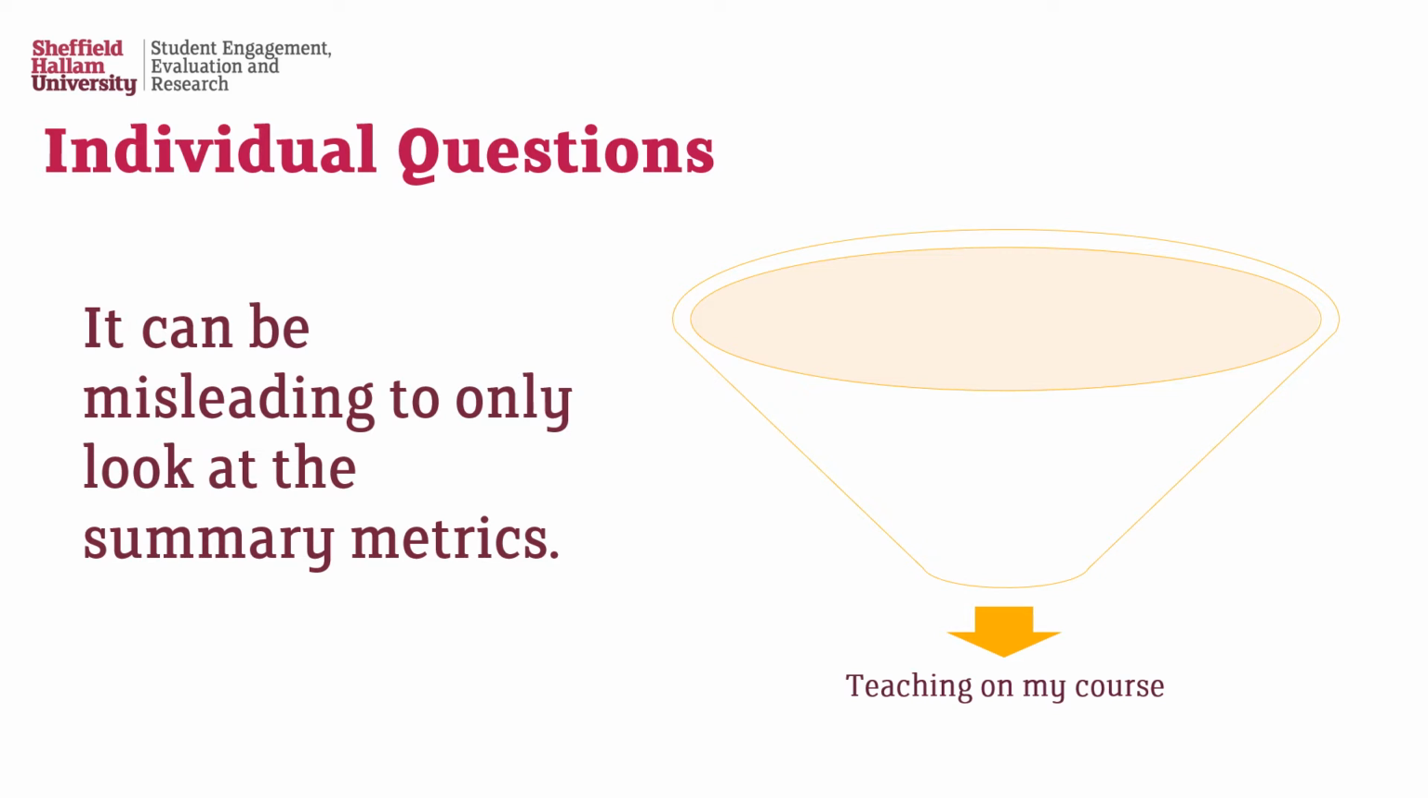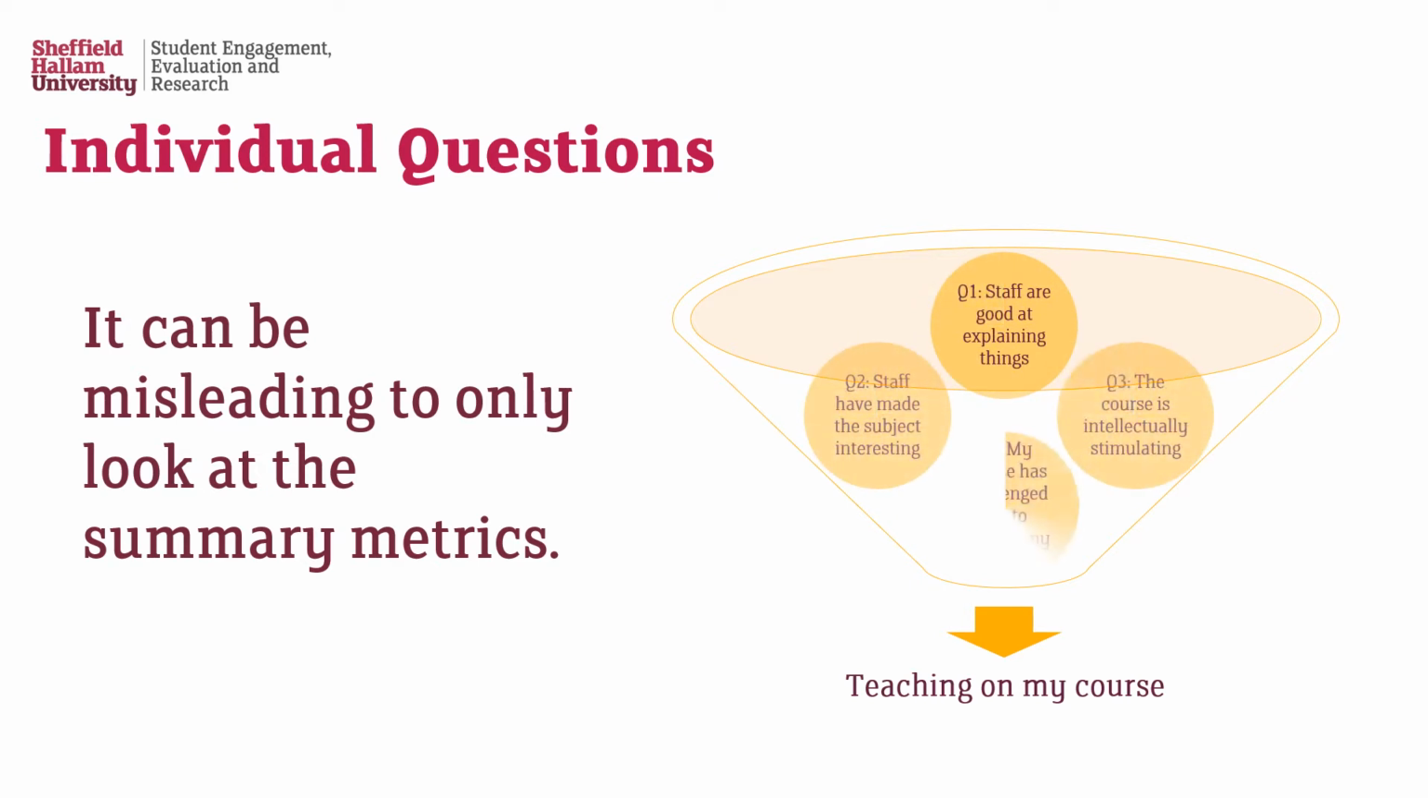So let's consider some of the options. As well as getting an aggregated total score for the scale, it is important to focus on the individual questions that are situated within them. For instance, there are 4 questions within the Teaching on My Course scale, such as staff are good at explaining things and the course is intellectually stimulating. This can indicate whether results are consistent or inconsistent within specific categories.